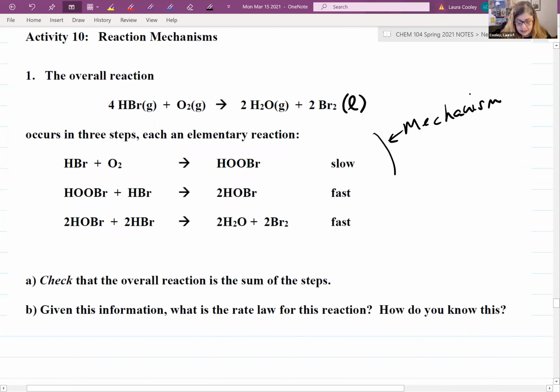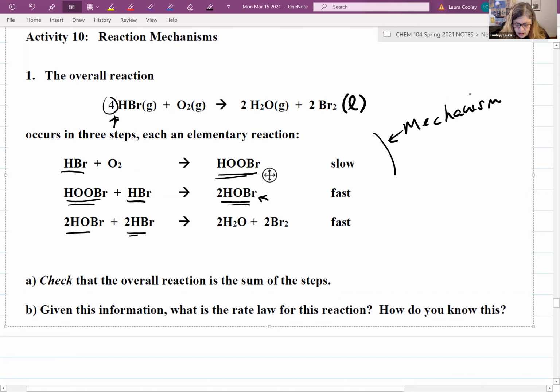Like, take a look at this. There's 4 HBrs here. One of them reacts with oxygen to produce this weird looking thing, HOOBr, which then reacts with another one of the HBr reactants to produce this other thing. Then this thing that's been produced here reacts with another 2 of these reactants to produce the products.